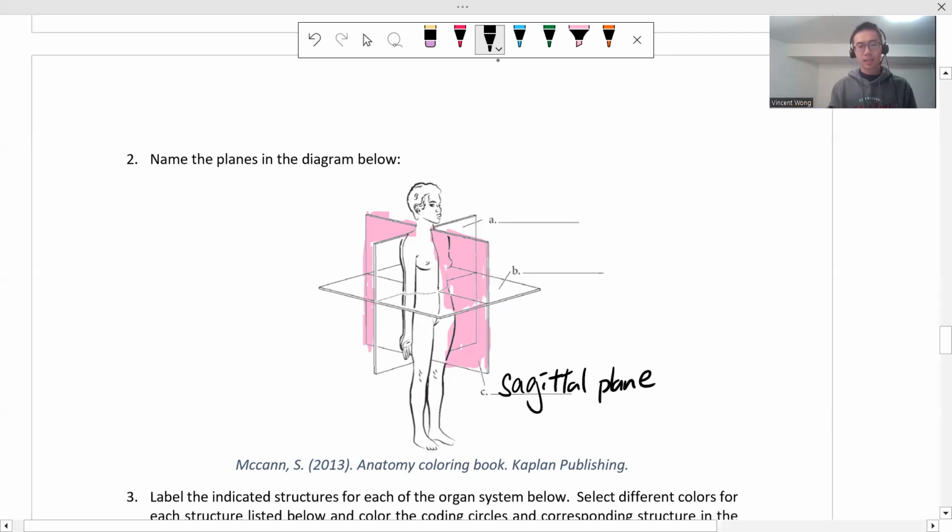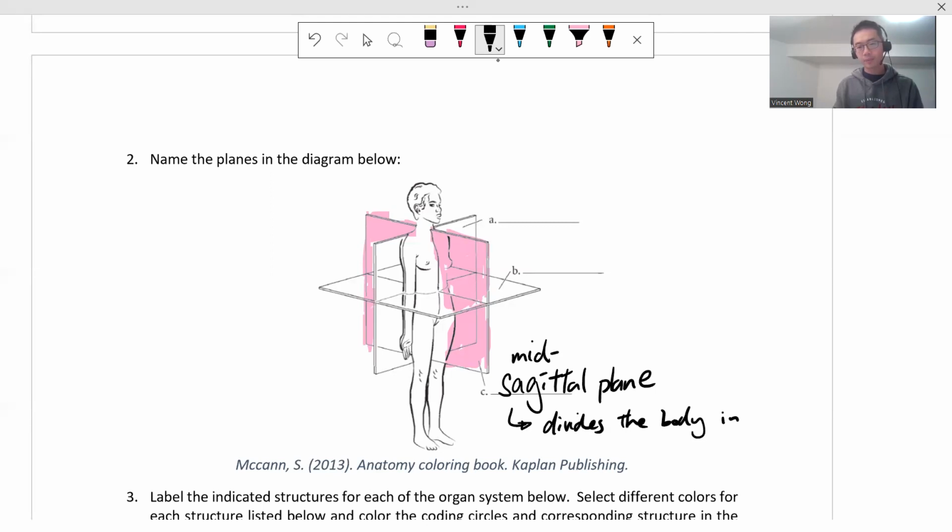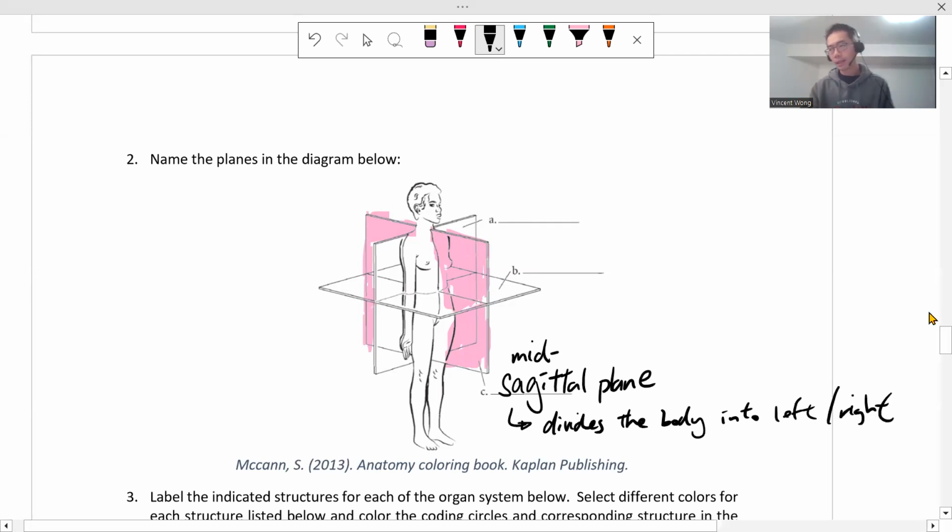Okay, so this one is mid-sagittal plane. But remember, you can actually cut like anywhere. Basically, the sagittal plane divides the body into left, right. Okay. It's only mid-sagittal if you go down the center.